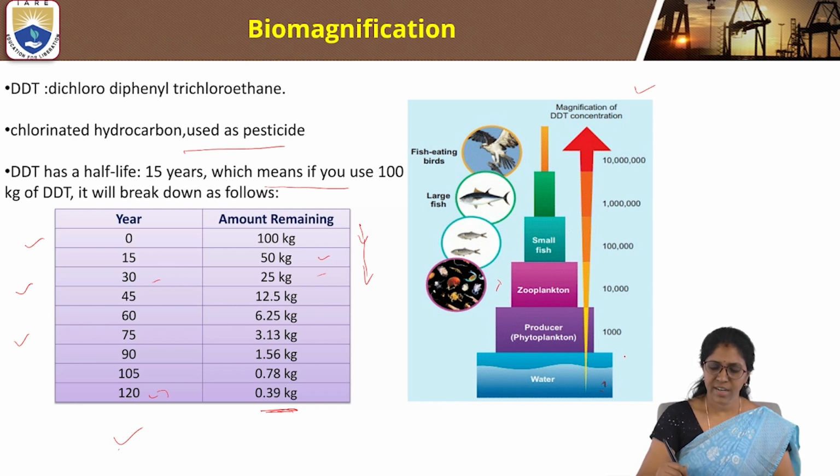So if we see the diagram, the concentration of DDT is increasing. In water it is 1 ppm, and after that, in the producer stage, it is 1000 ppm. Then 10,000, then 1 lakh, so it is increasing 10 times at each level. So the concentration of DDT increases from the producer level to the top level.